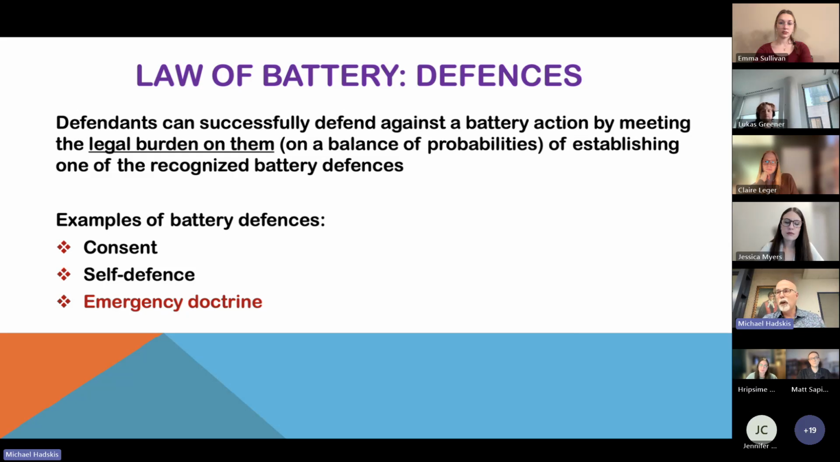Neither of those two are applicable on the facts of this case. The third one mentioned here, emergency doctrine, is in red because that is an issue in this case. Can Dr. Schulman rely on the emergency doctrine?